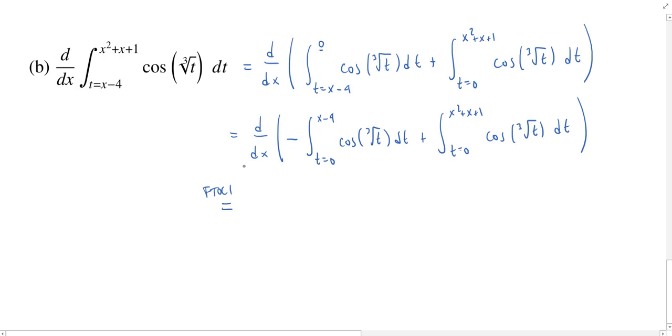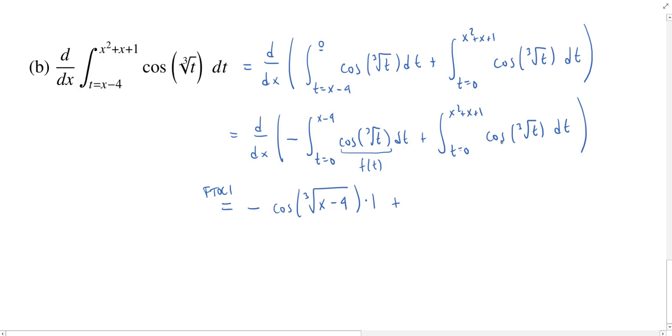On the first one, the negative will come out. Now I differentiate an integral, and so I'm just going to get my function, which is cosine of the cube root of t, and I get to evaluate it at the variable, which in this case is x minus 4. So I'll have cosine of the cube root of x minus 4. And then I need to use the chain rule and multiply by the derivative of x minus 4. Thankfully, that's just a 1, so that won't change anything.